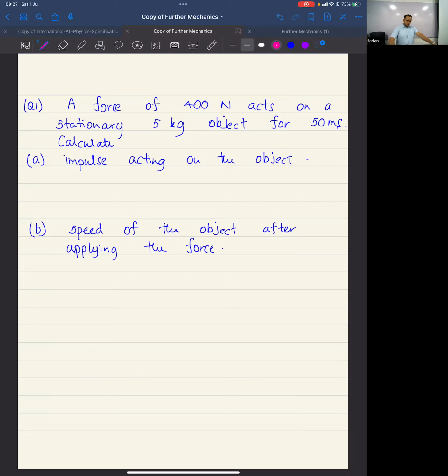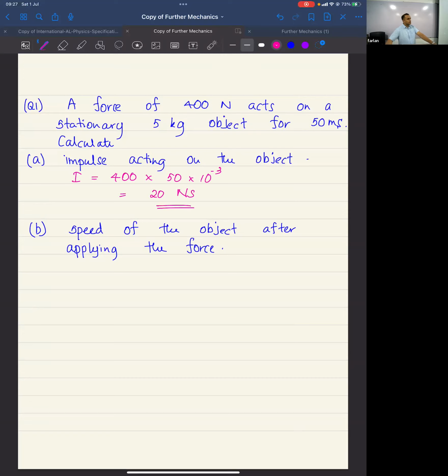Right. So guys, impulse acting on the object will be force into time. So the impulse will be, force is 400 into time is 50 milliseconds, which is 50 into 10 to the power minus 3 to convert milliseconds to seconds. So which will be 20 newton seconds.